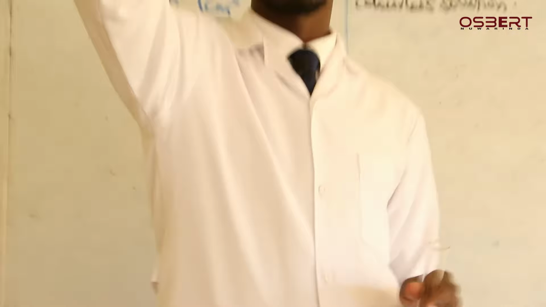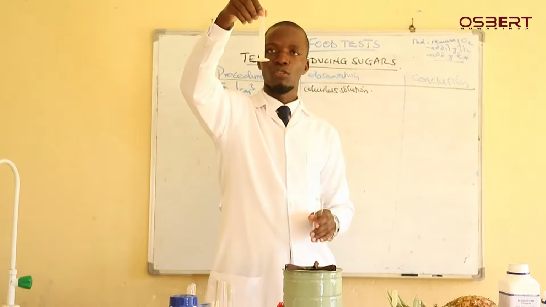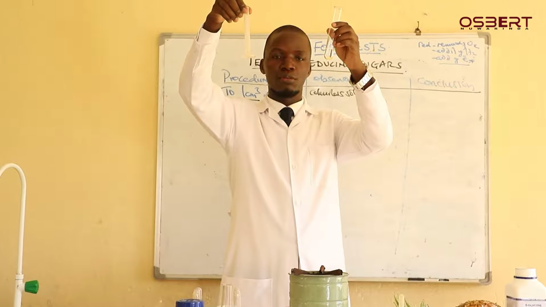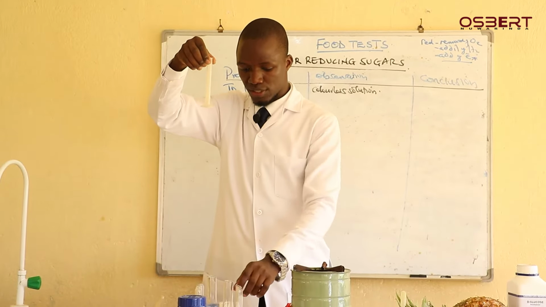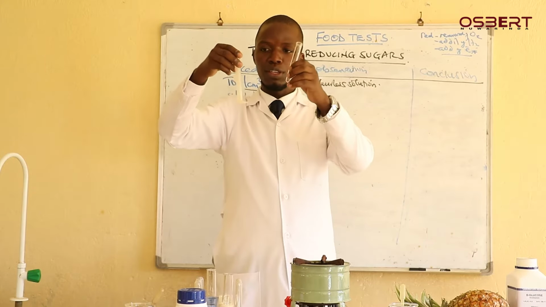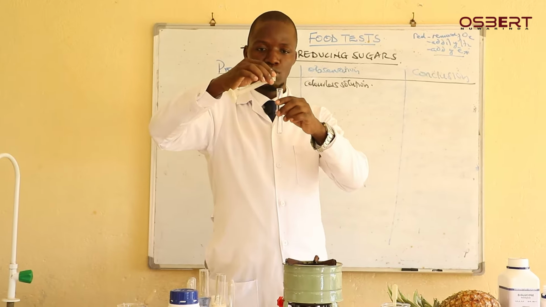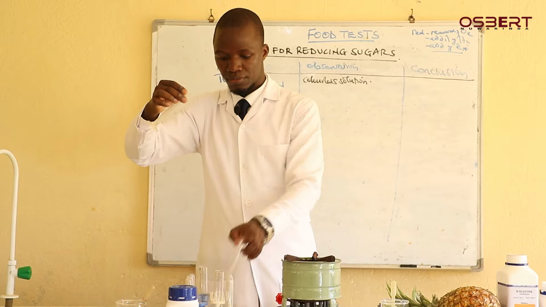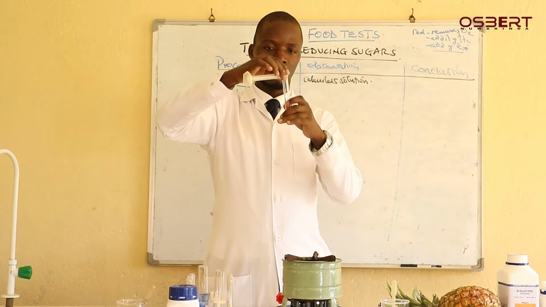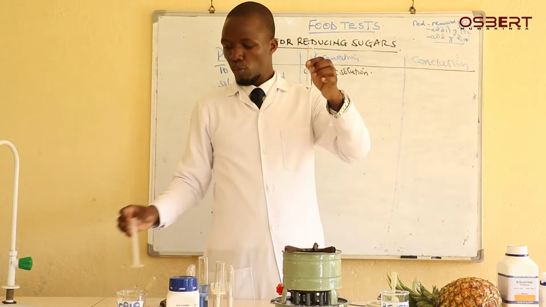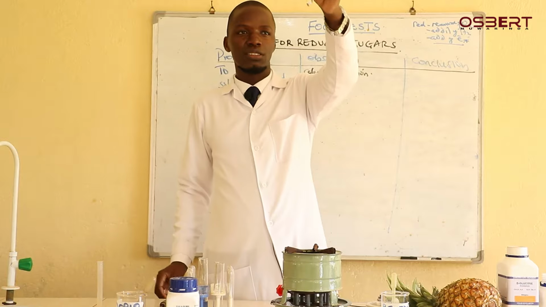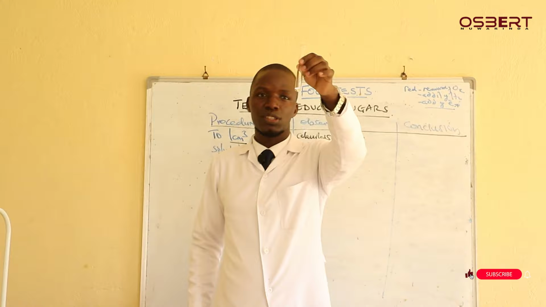Yeah, so I have my 1 centimeter cubed here of this solution of glucose. So this 1 centimeter cubed, I'm going to put it in a test tube. I have my test tube here. I'm going to put this 1 centimeter cubed in a test tube, like that. Yeah, so I hope you see how 1 centimeter cubed looks like.